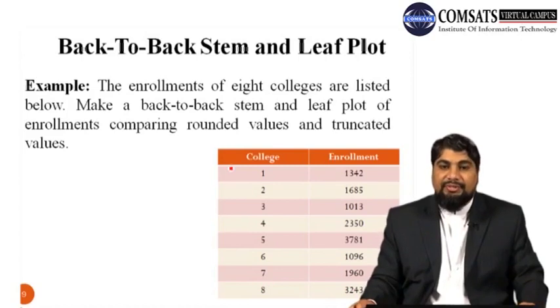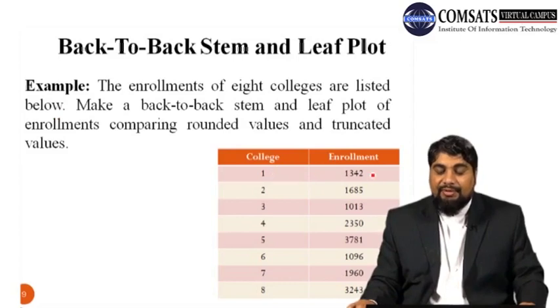So let us take an example to clear this idea. The enrollments of 8 colleges are listed below. So here in college 1 we have 1342 students. In college 2 we have 1685 students, and so on. In college 8 we have 3243 students. So the question is, make a back-to-back stem and leaf plot of the enrollments comparing rounded values and truncated values.